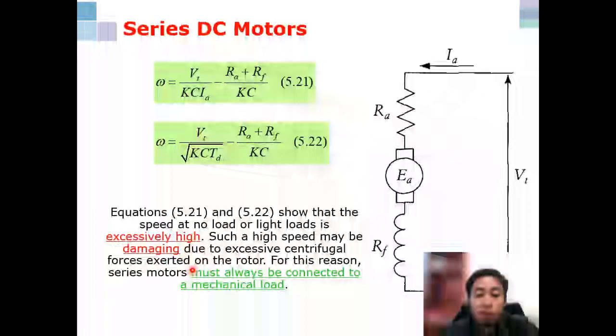Why do we need to always connect it to the mechanical load? Because once the series DC motor is at no load, the speed is very high. So this is the reason why the series motor must always be connected to the mechanical load.